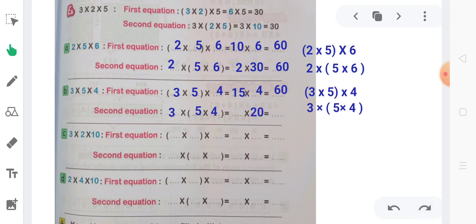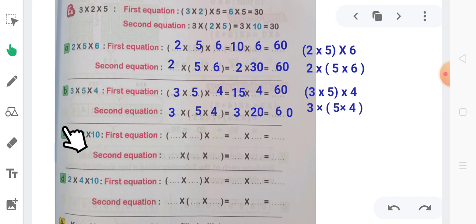Okay, don't forget the first number. 3 times 20, 0 on the right. And 2 times 3 equals 6. So the answer, 60. What do we notice here? We notice I've got the same answer. However, we change the location of the parentheses. I changed the place of the parentheses.